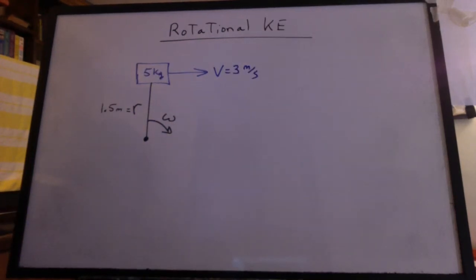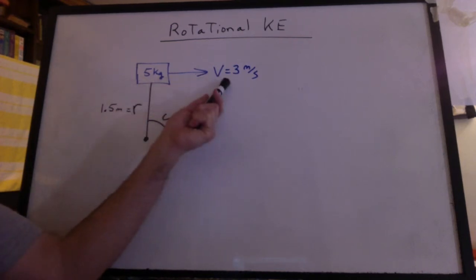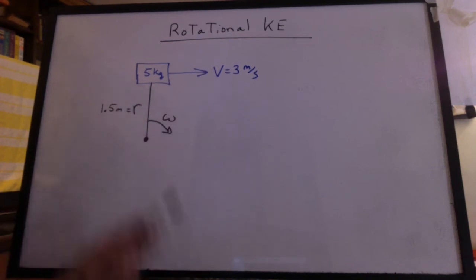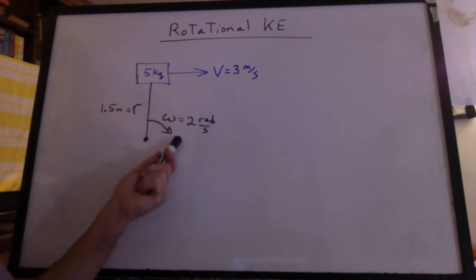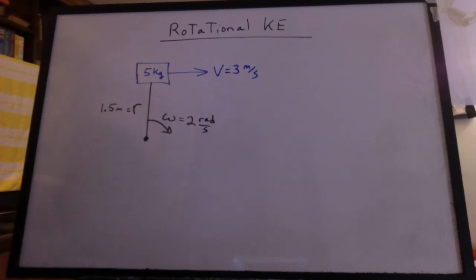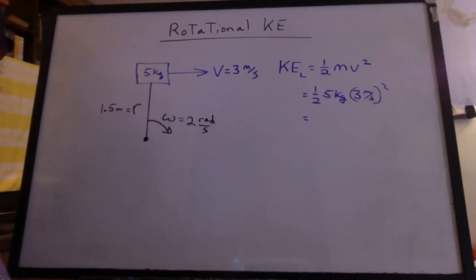Let's test that idea with some numbers. Let's say the mass is 5 kilograms and it's moving 3 meters per second tangentially. And we have a radius of 1.5 meters. Using that radius and that velocity, we'll get 2 radians per second for the omega. Kinetic energy linear, 1/2 mv squared. Plug in the numbers. We get 22.5 joules.